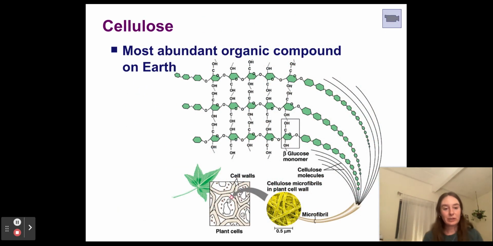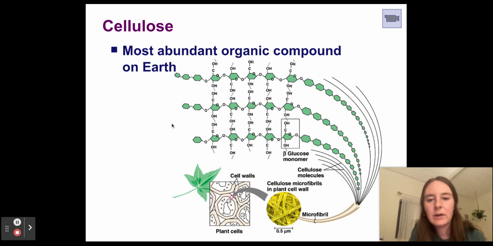Now let's talk about structure. We talked about energy storage: starch and glycogen. Plants store their energy in starch. In humans, we store our excess carbohydrates in glycogen. But let's talk about cellulose in plants. Cellulose is a polysaccharide. It's a long chain of sugars, and they're kind of in these rows.